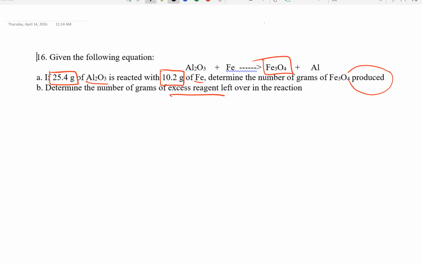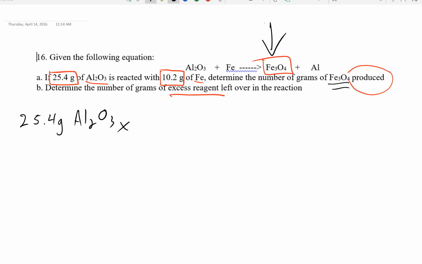First, we're determining exactly how many grams of Fe3O4 is produced by determining the limiting reagent. Then we're going to figure out how much is left over of the reactant that is not limiting. So if we start out with 25.4 grams of Al2O3, let's convert it into this product because that's the product that's being asked for.